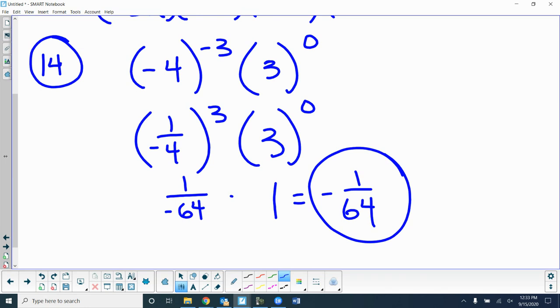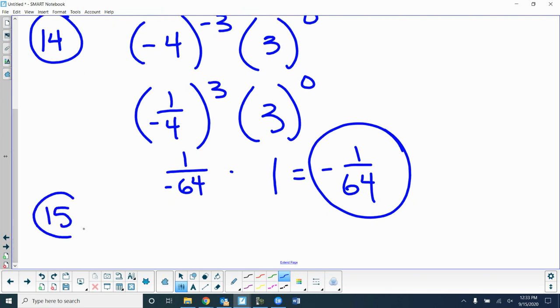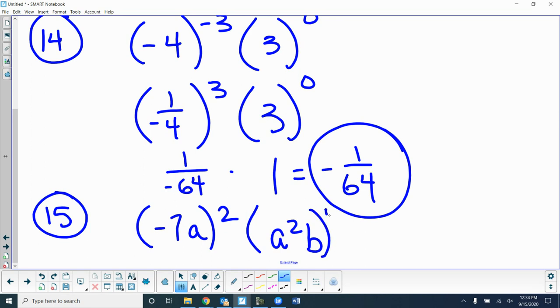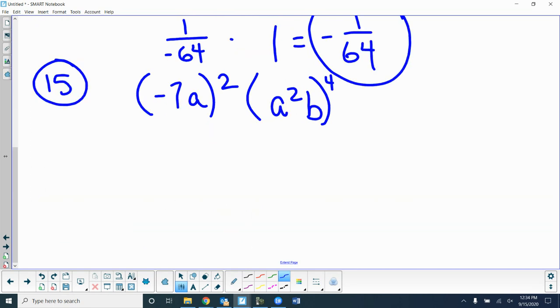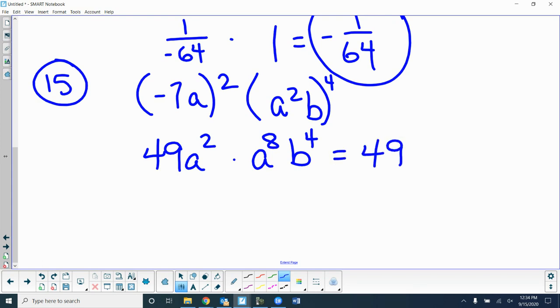Number 15. Negative 7a squared. So we got to square that. Then a squared b, we got to raise to the 4th power. All right, so negative 7 times negative 7 is 49. A times a is a squared. A squared times a squared times a squared times a squared means to multiply 2 times 4. And b times b times b times b, 3 to the 4th. And then 49 times 1 is 49. 2 a's and 8 a's is 10. And 4 b's.